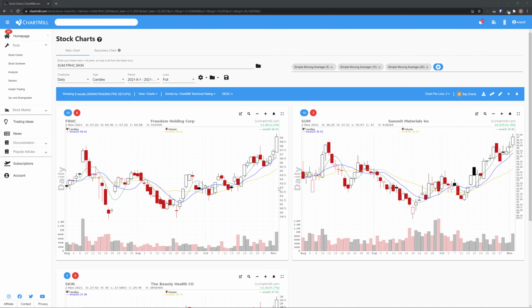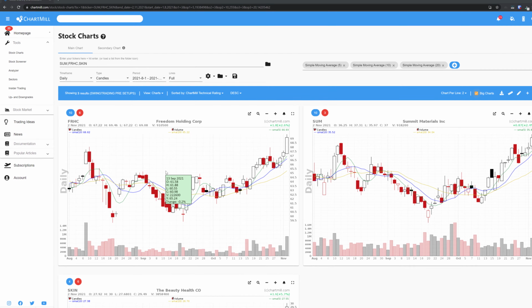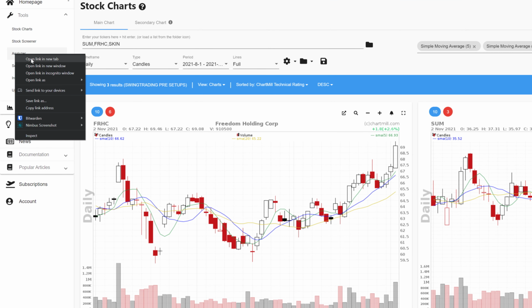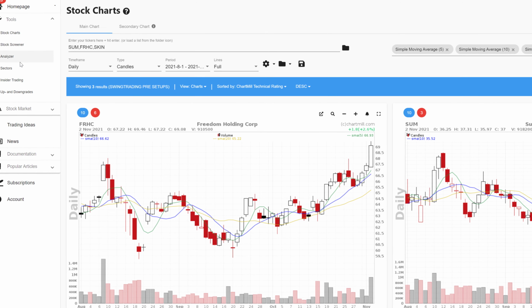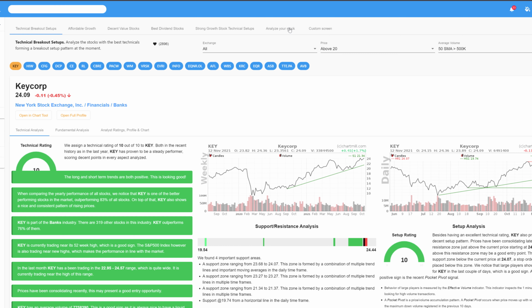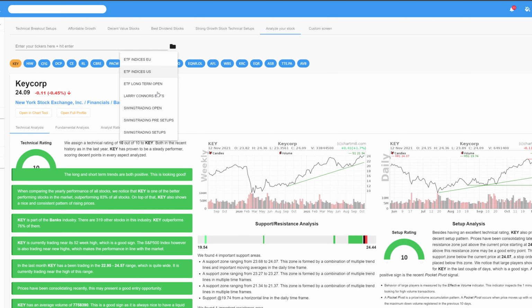The stocks that are still part of the pre-setups list are now further analyzed using the Analyzer tool. In the main menu, select the Analyzer menu for this. Open the application in a new browser tab. Then I select the tab Analyze Your Stocks. Via the map icon, I then open my pre-setups watchlist, and from here I can now quickly check a number of other areas.